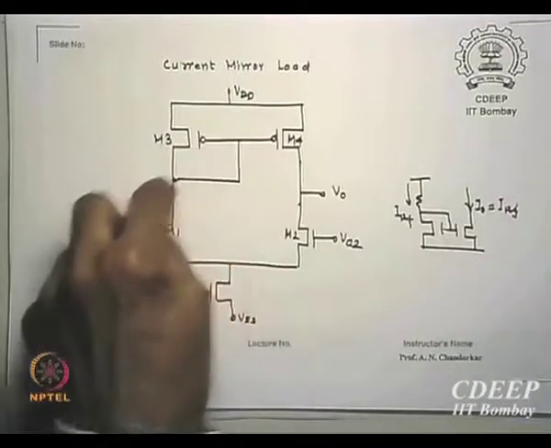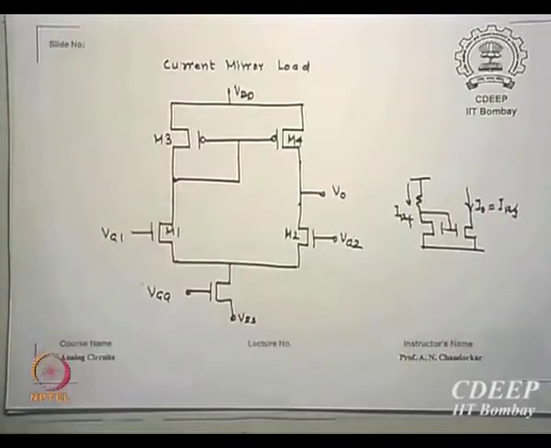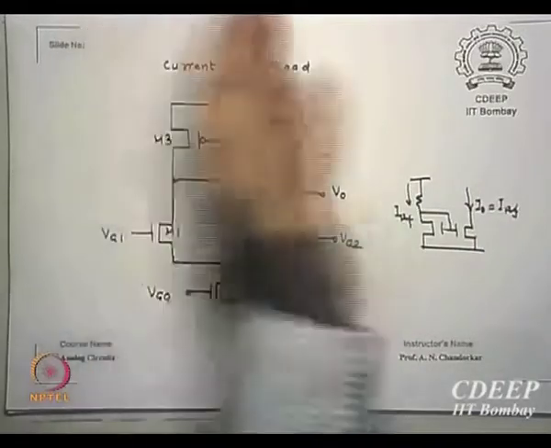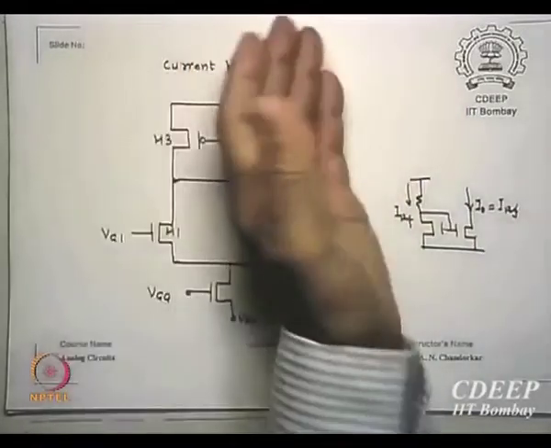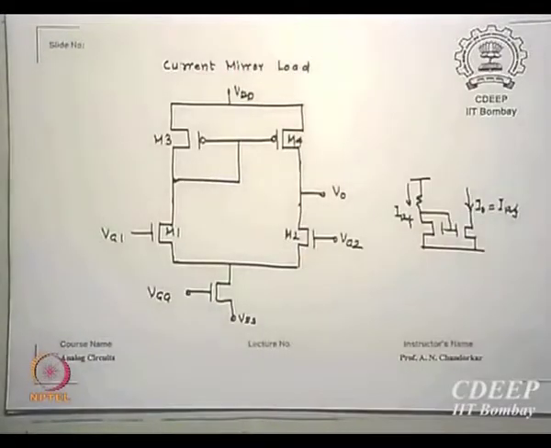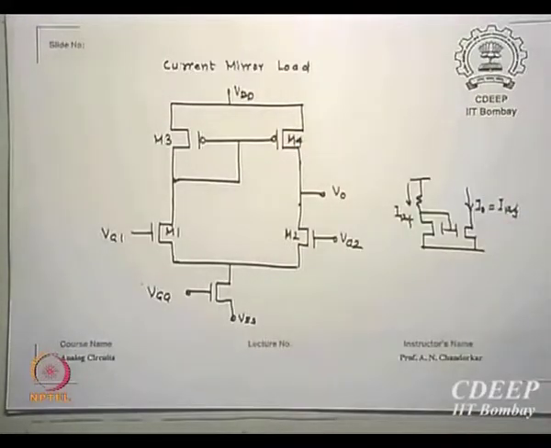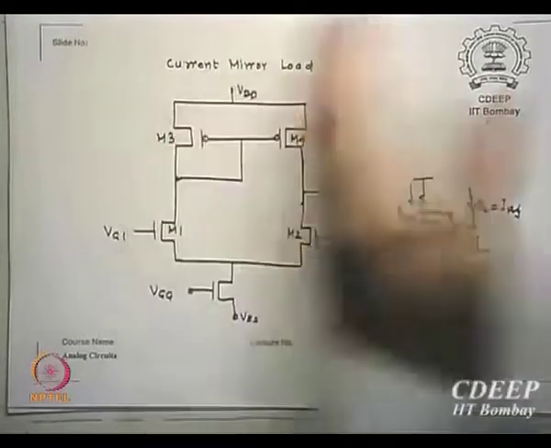The gate of this is connected to the drains of this. Is that correct? This is called a current mirror. Whatever current is here, depending on the size being equal, will be passed on, so the current in M3 should be equal to the current in M4 provided the size of M3 is the same as the size of M4. Otherwise, if this is double the size, twice the current will flow.